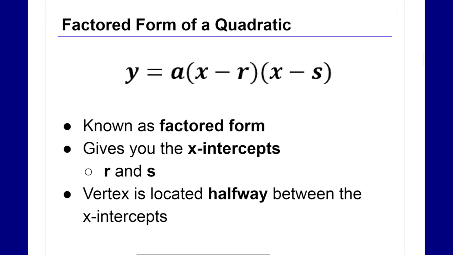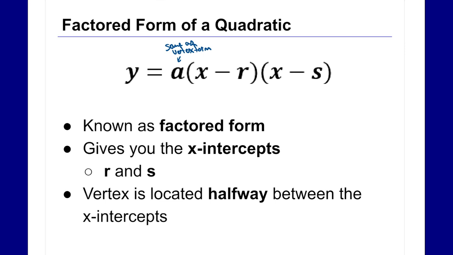So this form, y equals a times (x minus r) times (x minus s), this is what we call the factored form, right? And the factored form has 3 different variables, a, r, and s. Now the a value is the same as the vertex form. So this tells us our direction of the opening, the stretch or compression. It gives us the step pattern. So this a value is the same as the vertex form. So everything we know about the a value stays the same.